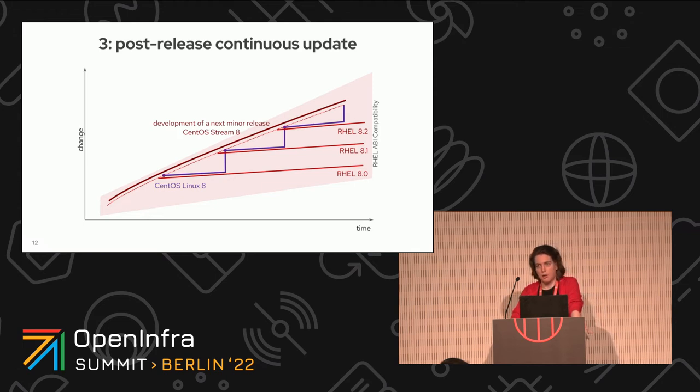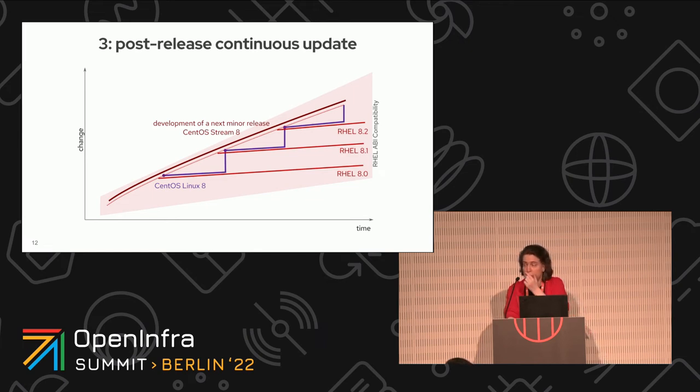CentOS Linux, as it was previously built, tracks a certain minor release for some amount of time, but the moment a new minor release is available, CentOS Linux would jump to that new minor release and get updates to that version. So if you were using CentOS Linux, you were supposed to do these steps in your updates flow. Not everyone does it, of course, but that was the expectation.